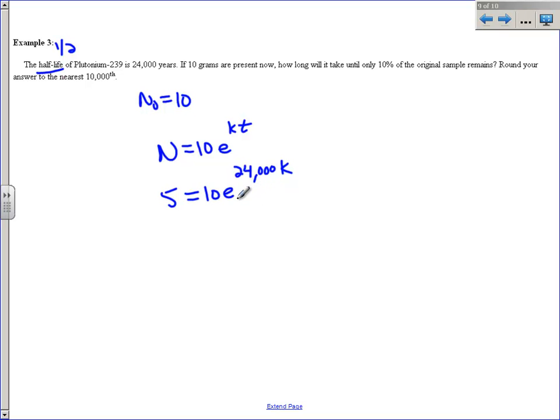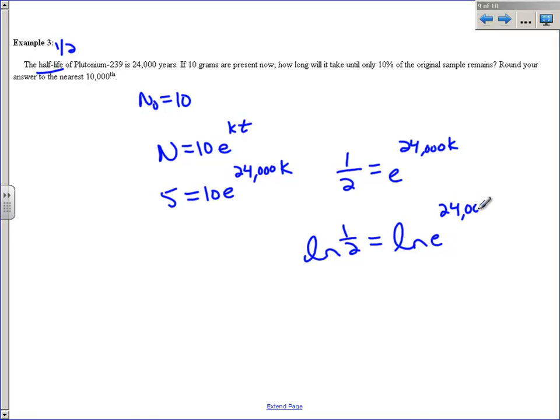So for my value for k, I'm going to do 5 divided by 10 is 1/2 equals e to the 24,000 k power. And this one I actually don't have worked out, so we're going to work this out. So the natural log of both sides, and then the natural log of 1/2 on this side. Of course the 24,000 k comes down in front. Natural log of e is just 1. And I can divide by 24,000 and I will have my value for k.